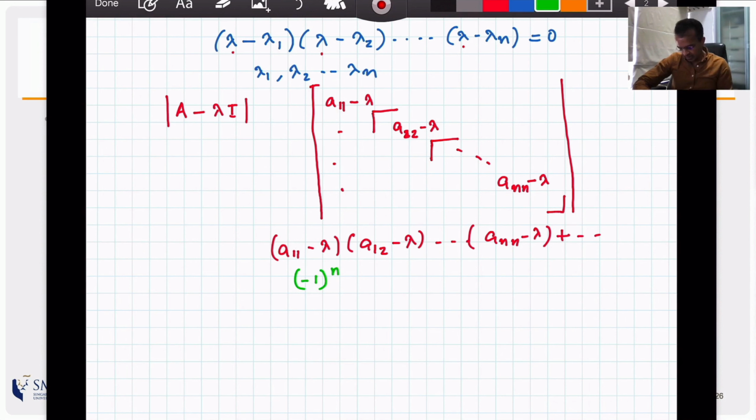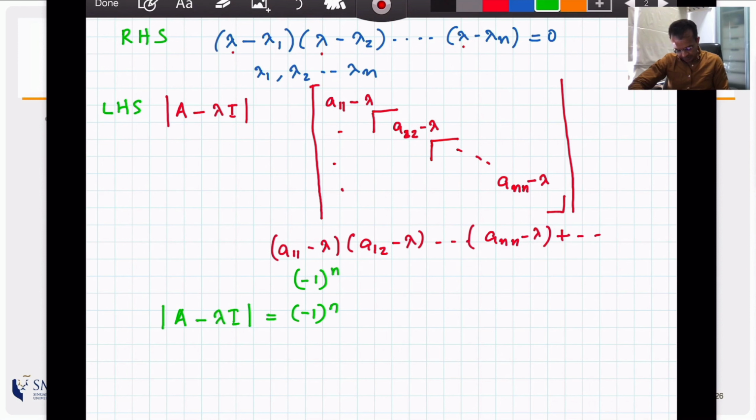So if I want to say this is the left-hand side and that is my right-hand side, and I want to equate them, then I have to make sure that the coefficient of lambda to the power n is the same. So I can write the determinant of A minus lambda I is equal to minus 1 to the power n, times the product of all those terms there, and that will be, in the shorthand notation, the product for i equal to 1 to n of lambda minus lambda i. So I can always write it that way.